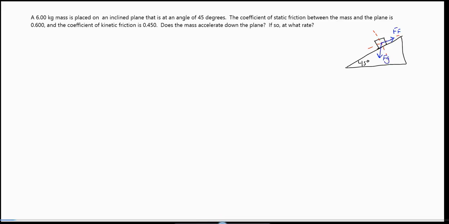I know that I'm going to have a weight that points towards the earth. I'm going to have a force of friction that's up the plane, because if it slides down the plane, the force of friction wants to oppose that motion, and I'm going to have a normal force out of the plane.